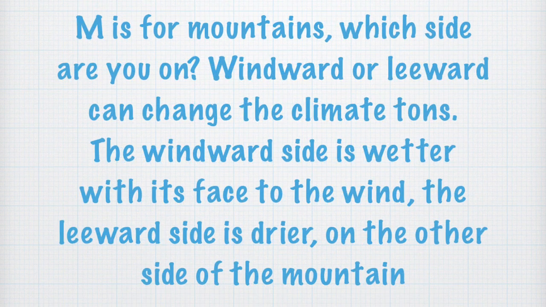M is for mountains. Which side are you on? Windward or leeward can change its climate tons. The windward side is wetter with its face to the wind. Leeward side is drier on the other side of the mountain.